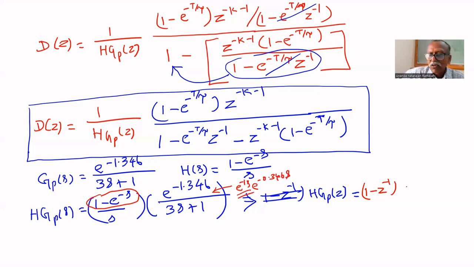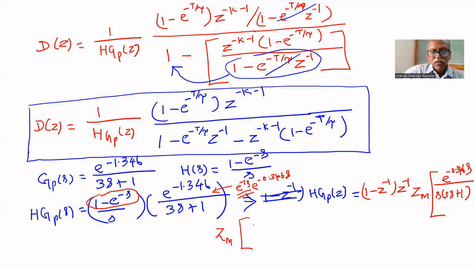For this, the z transform is z power minus 1. And the remaining part is the modified z transform because it has a dead time. That's why z modified of e power minus 0.346s upon s multiplied by 3s plus 1. This we have to find. If you find that modified z transform, I will tell the general formula, then I will write the expression.